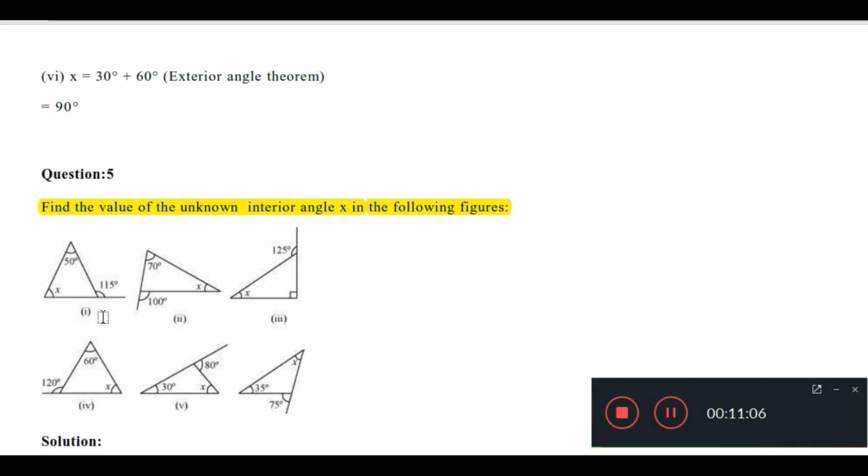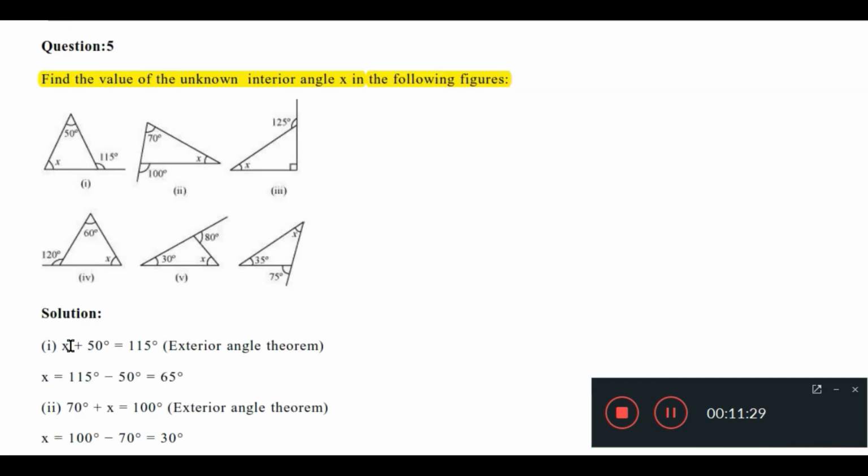So in all these questions, what we will do is subtract 50 from 115, and here 70 from 100, here 90 from 125. What is the meaning of this square box? 90 degrees. Then 125 minus 90, 120 minus 60, 80 minus 30, and 75 minus 35 to calculate the unknown angle.